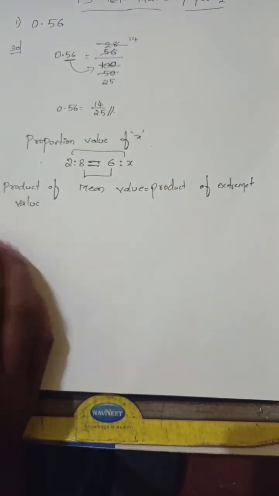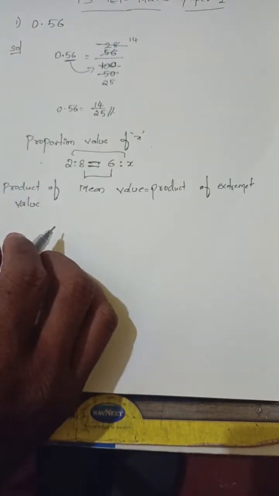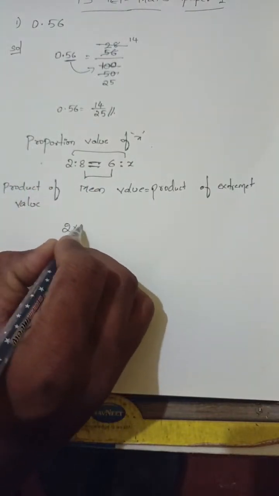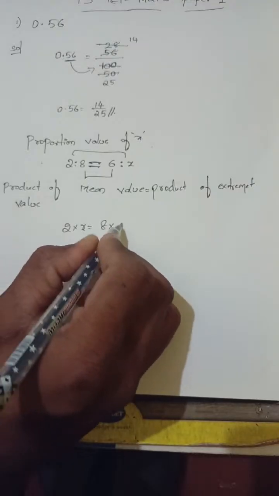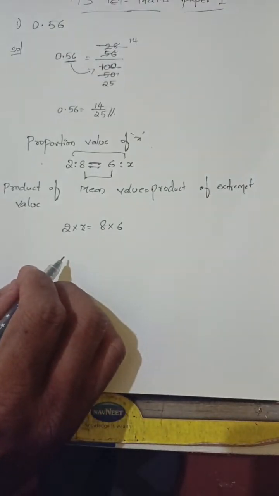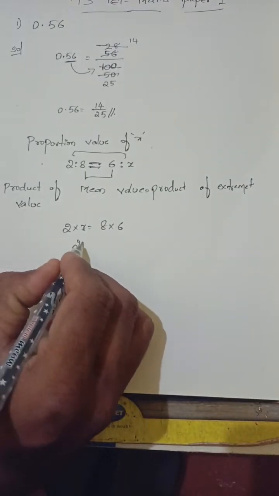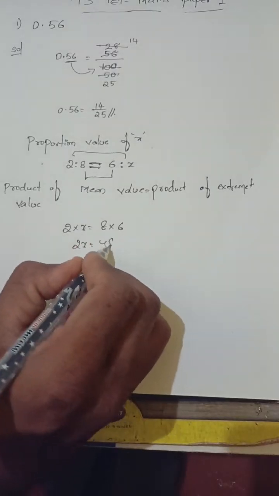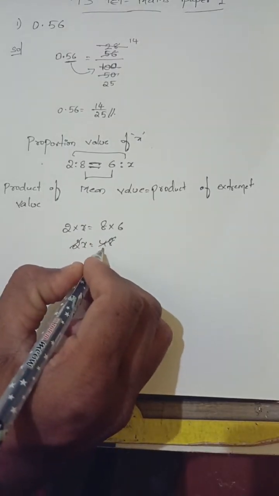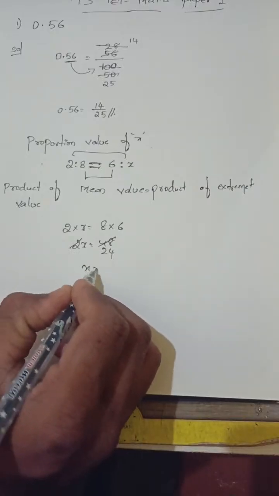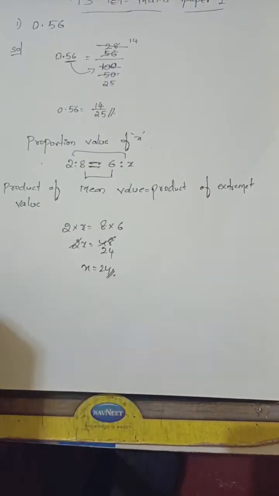So this can be written as 2 into x equals 8 into 6. 2 into x becomes 2x, 8 6s become 48. 2 1s are 2, 2 2s are 4, 2 4s are 8. So what is the value of x we are getting? We are getting x is 24. Now we'll go for the next problem.